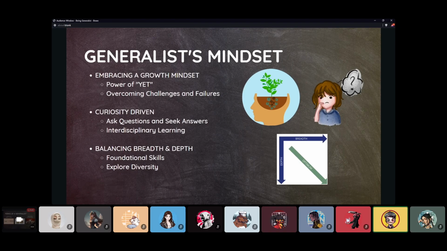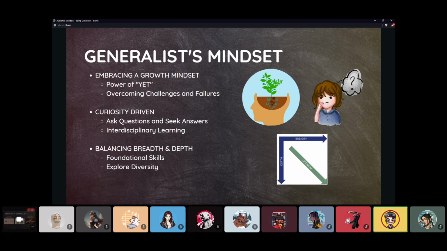At the same time, under curiosity driven, we must be learning interdisciplinary. So aside from just being curious, right, we should learn and apply what we have learned. We must connect ideas from different subjects and find patterns and insights across different disciplines.